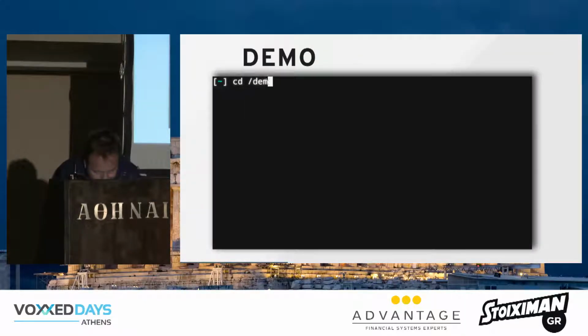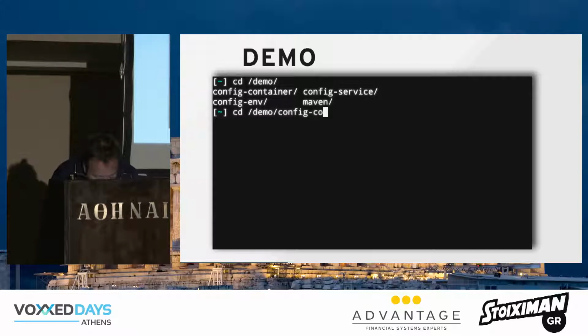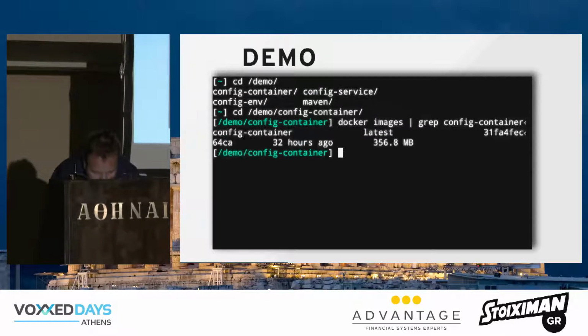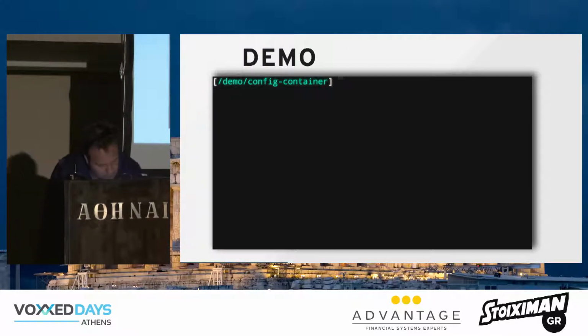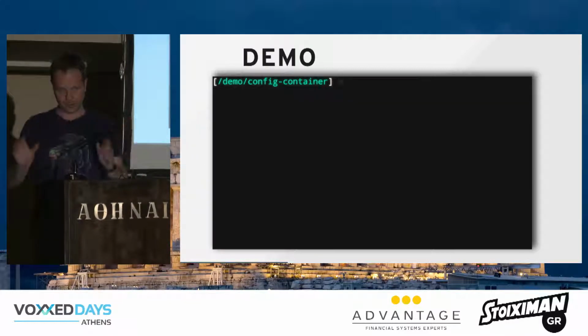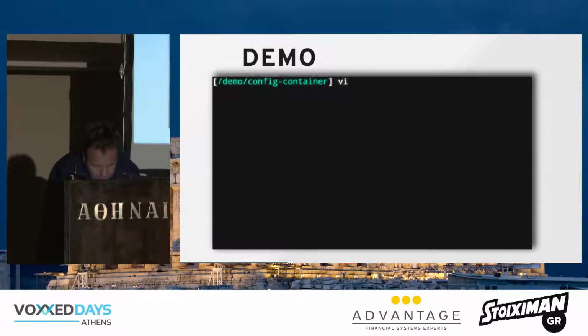Okay, so now let's, as I said, I already have tried this, of course. So I have an image which is called config container. But this is not the point. I have now my application in an image called config container. And now I just want to look at the other Dockerfile, which is Dockerfile.config.